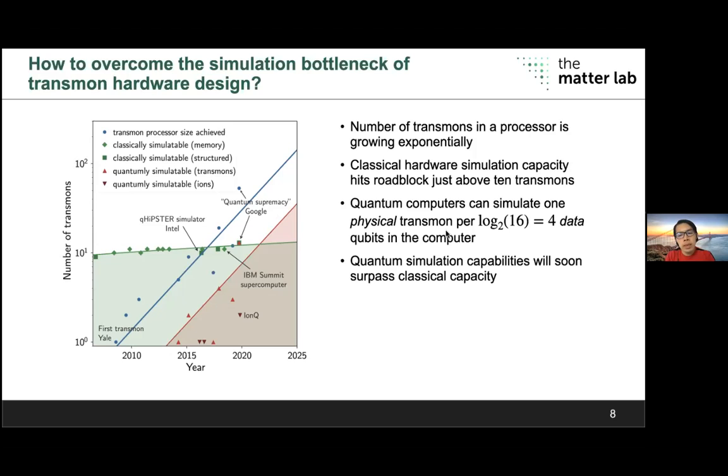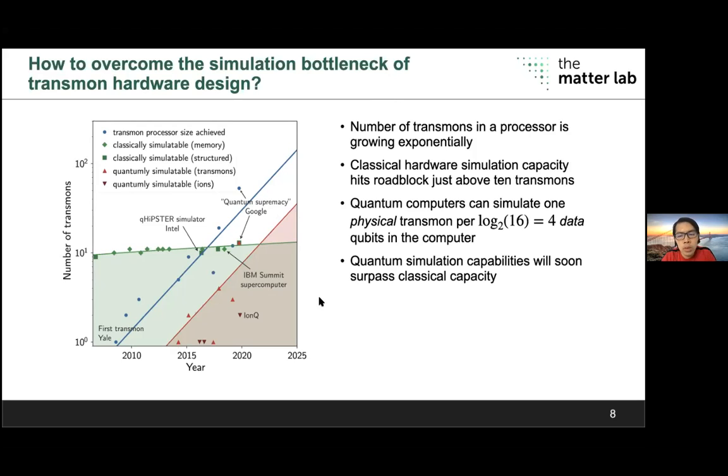So in the example of a transmon quantum processor, what we try to do was estimate that in order to simulate a physical transmon device, which is a multi-level quantum system, we will require four data qubits. So for every transmon you have, you simply divide by 4 and you will get this red solid line here.